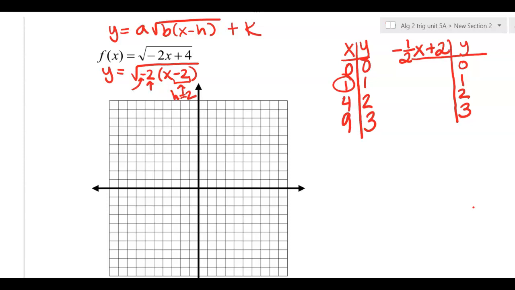So each thing is getting reflected, multiplied by a negative. The distance from 0 is cutting in half of what it used to be, and then it's getting shifted to the right too. So if I do that with 0, I get 2. If I plug in 1, I get 1.5. With 4, I get 0. And with 9, I get -2.5.